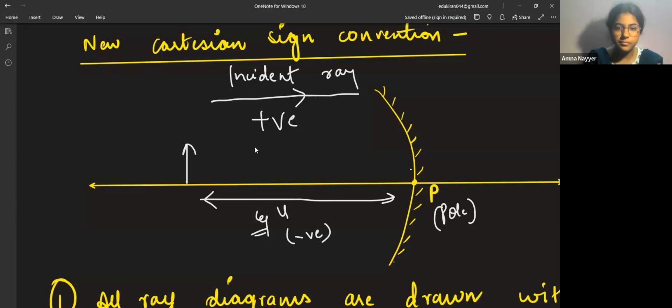Ma'am, is it based on the concept of number line? No, not the concept of number line. Only behind the mirror and front of the mirror. See, this is nothing like what you're saying, like 0 is the reference line and these are positive numbers and negative numbers. No, this is a sign convention. Sign convention, like you take left side positive, you take right side negative.